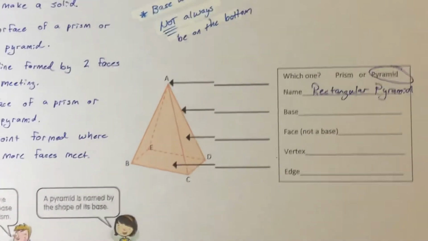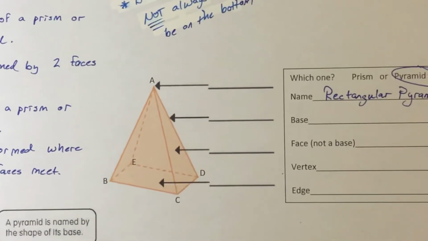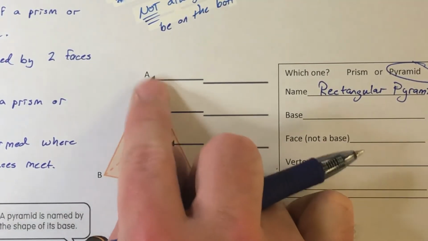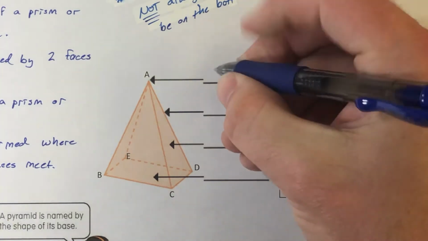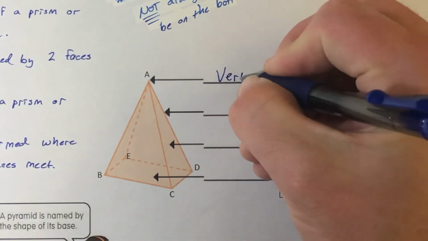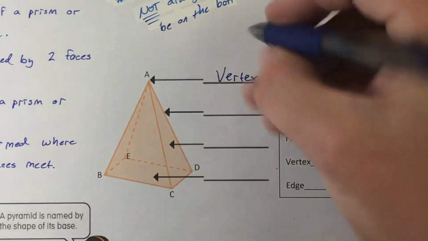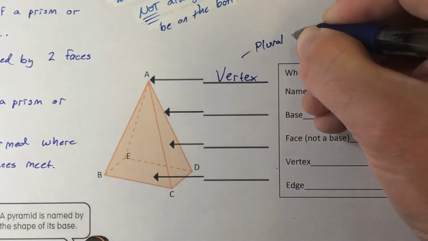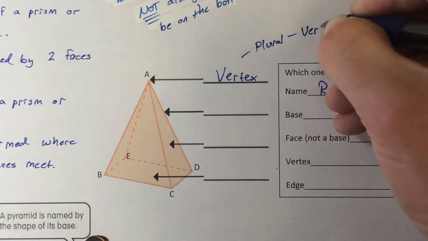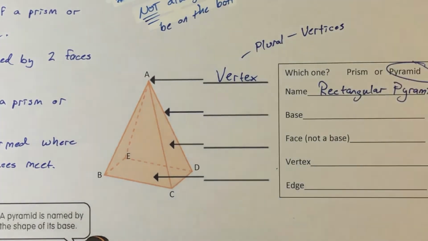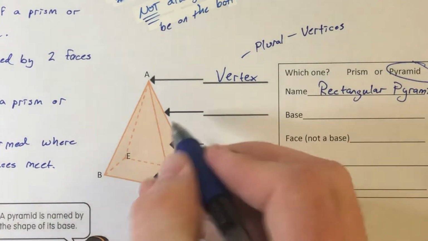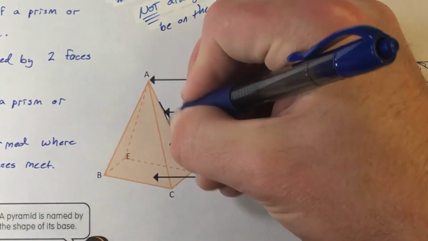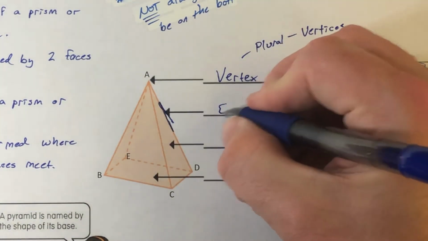Okay, let's go through and see what the arrows are pointing to. So this is pointing to a point, where 4 lines are meeting, that we call a vertex. By the way, plural is vertices, like that. All right, next, this is pointing to a line. Lines are called edges.